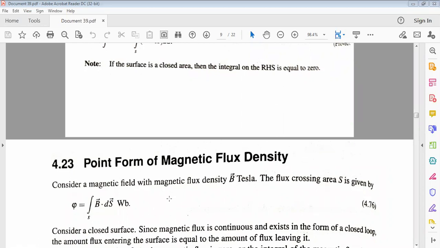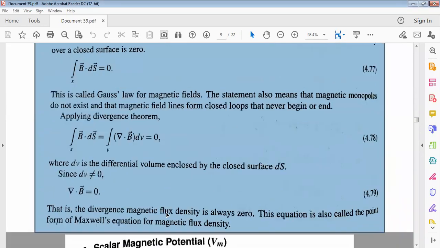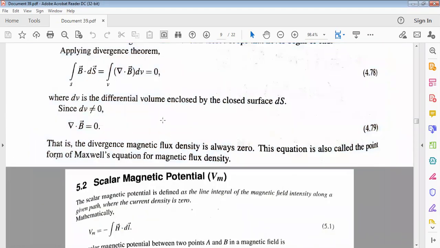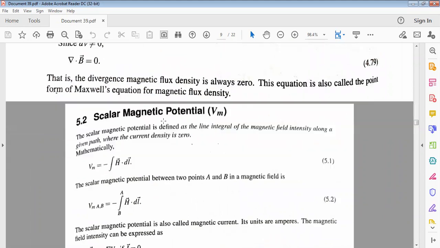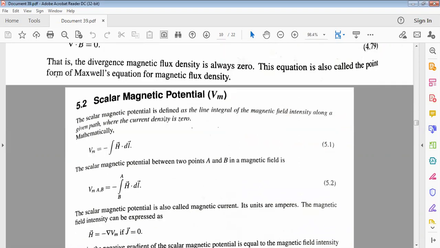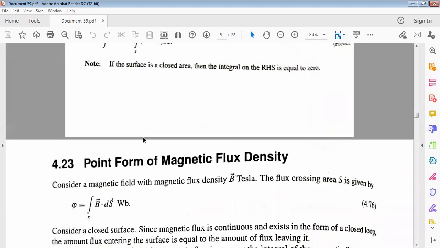So what is the point form of magnetic flux density? There is no need of derivation here. The point form of magnetic flux density is del dot B equal to 0. That is Maxwell's second equation, right? This is also called Maxwell's equation for magnetic flux density. And these are the concepts learned in the last class.